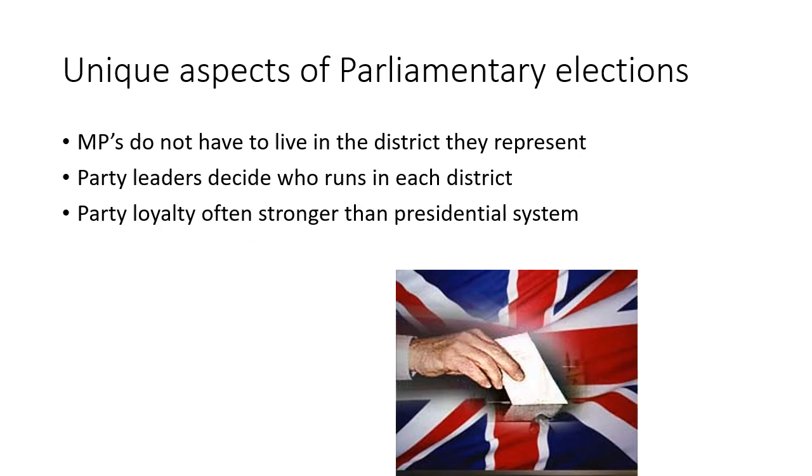A couple of quirks around British elections. First of all, MPs do not have to live in the district that they represent. Parties get to decide who runs in each district. Party loyalty is usually very strong because if you don't have to run within your district, it is very easy for your party to replace you. So is it possible, I'm just going to use a geographic example that we understand, that I could live in Canton and represent Macon? Yes. According to the British system of government, that is perfectly acceptable.